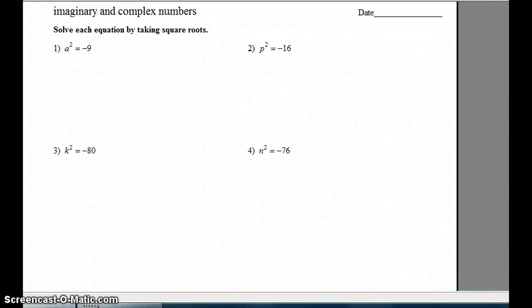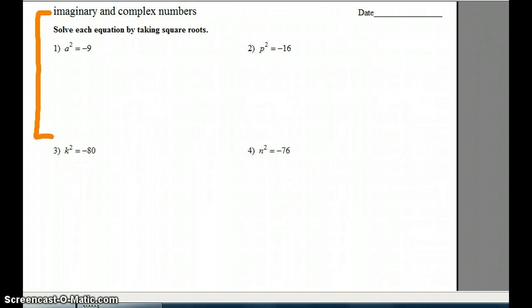Today we're going to learn about two new types of numbers that you guys have never seen before. One is called imaginary numbers and the other is called complex. So what you need to know about this is that imaginary numbers are square roots of negative numbers.